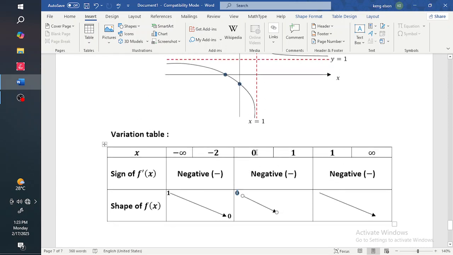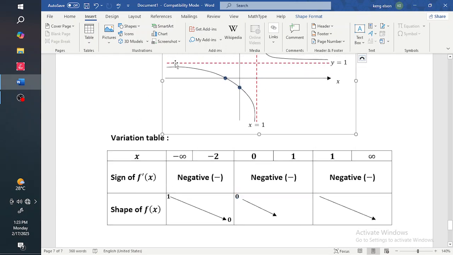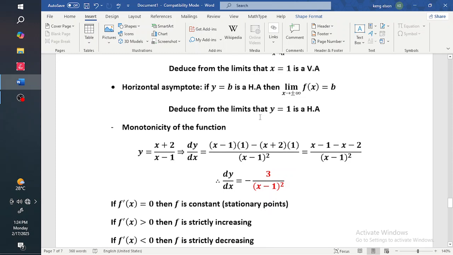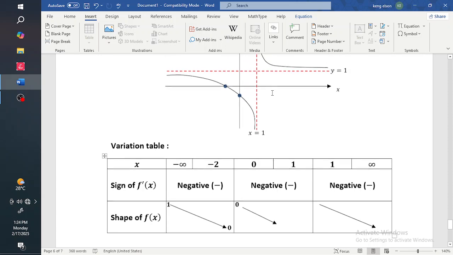Anyways, I think I'll do a different video explaining the variation table, but this is just it. You decrease from y equal to 1, that's a horizontal line. You go down till f of negative 2, which is 0. You continue from f of negative 2 right down to f of 0, which is negative 2. You continue again from there right down to the limit at 1, which is negative infinity. The limit at 1 from below was negative infinity, so you check the graph, it corresponds.